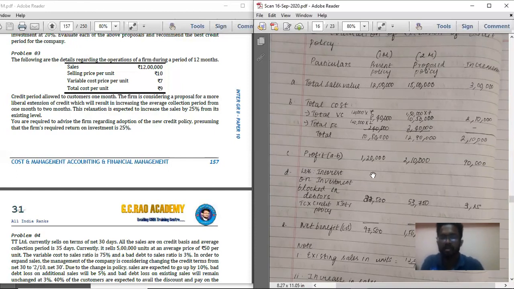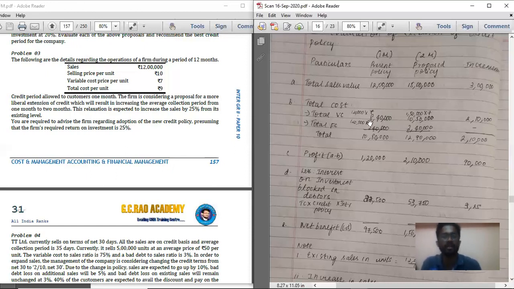So below that, record small b, total cost. Here they have given the per unit cost. Using this, you should calculate the total cost. So total cost. Below that, first arrow mark, total variable cost. In present policy, within bracket first record 1,20,000 units.